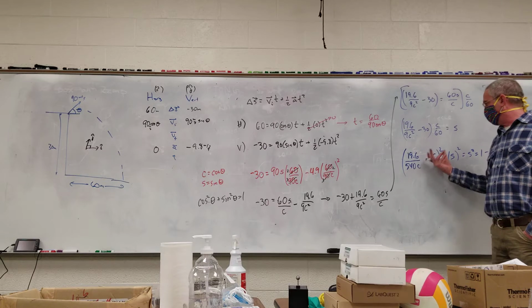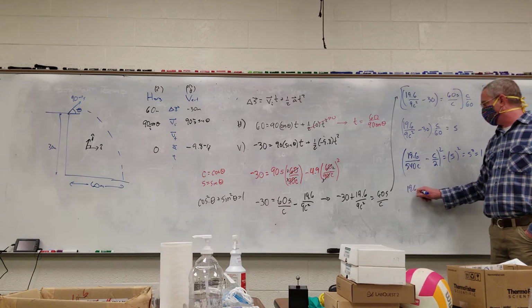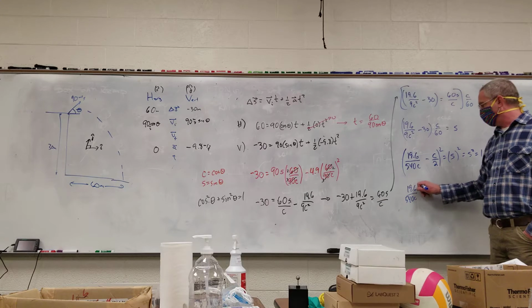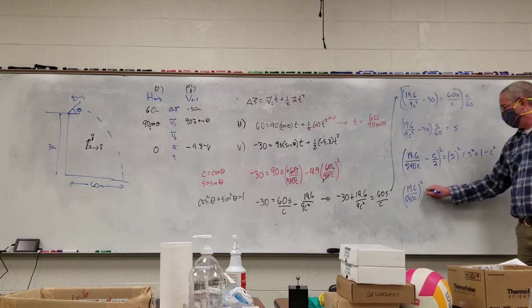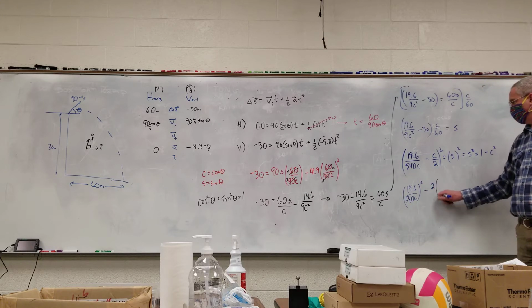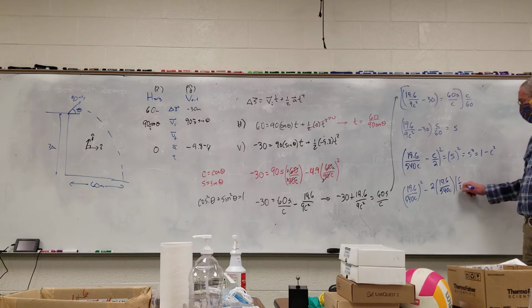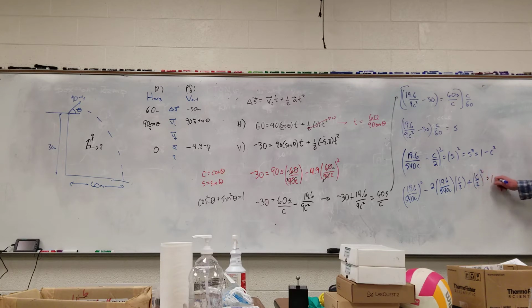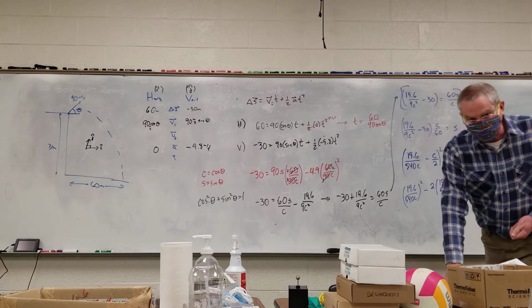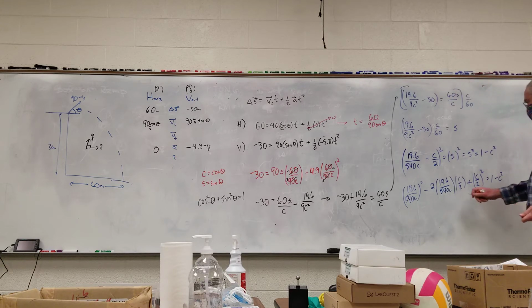And so I have this whole bit squared, so 19.6 over 540 times the cosine squared, minus 2 times this, 19.6 over 540 times cosine over 2, plus cosine over 2 squared equals 1 minus cosine squared. Now we can cancel some stuff out. That 2 and that 2 cancel out, that cosine and that cosine cancel out.